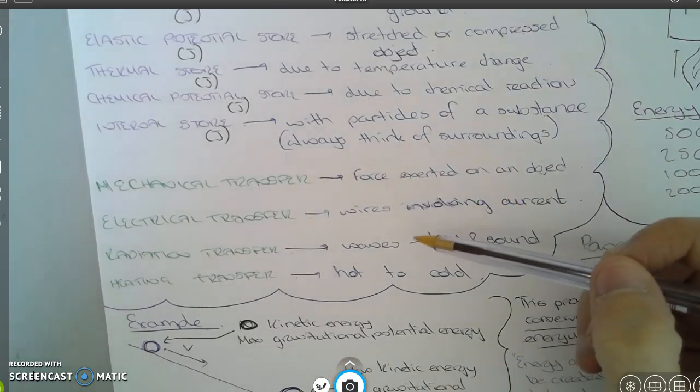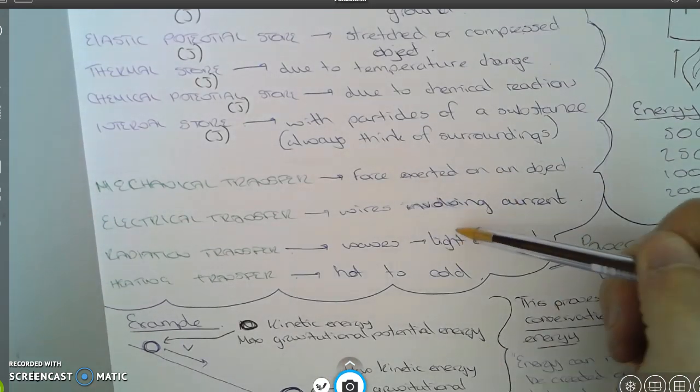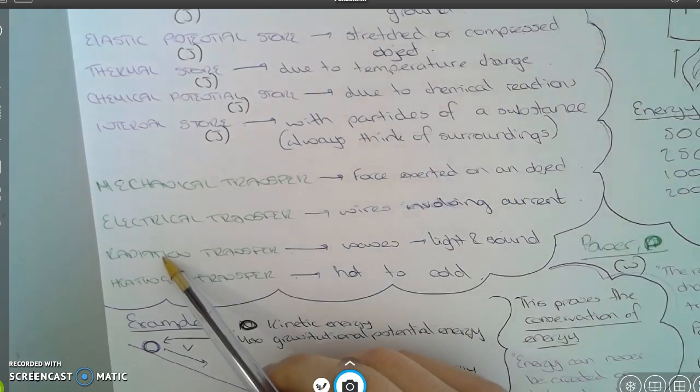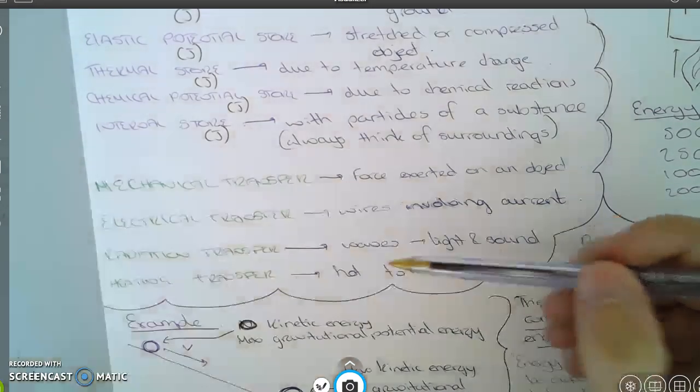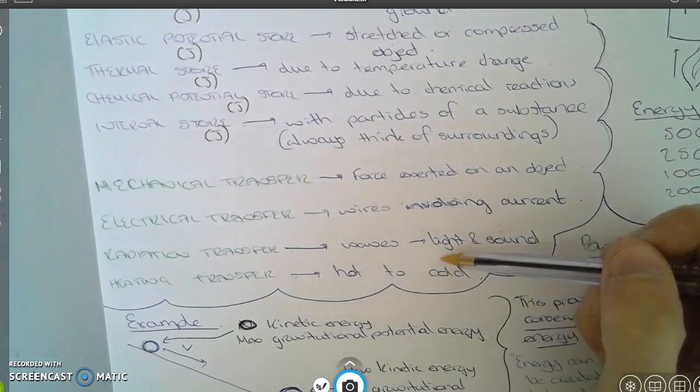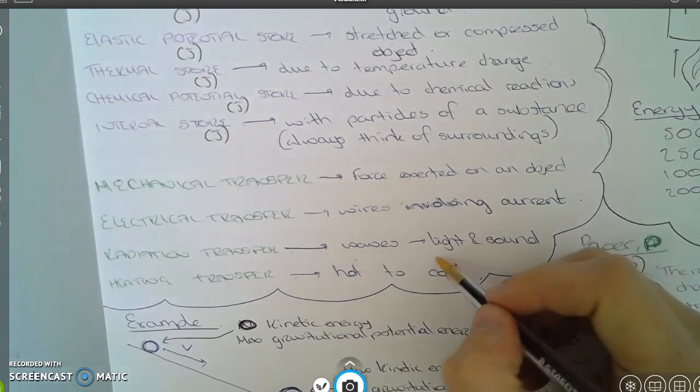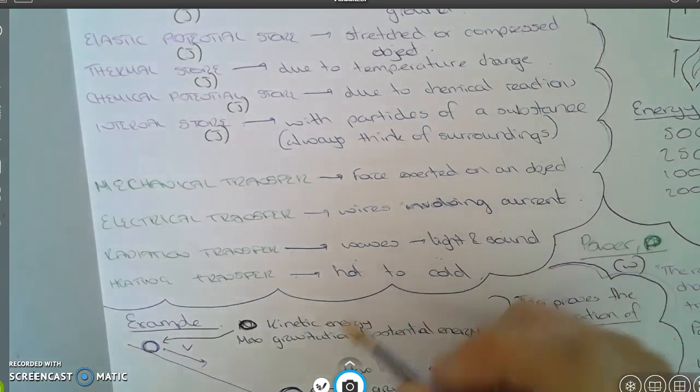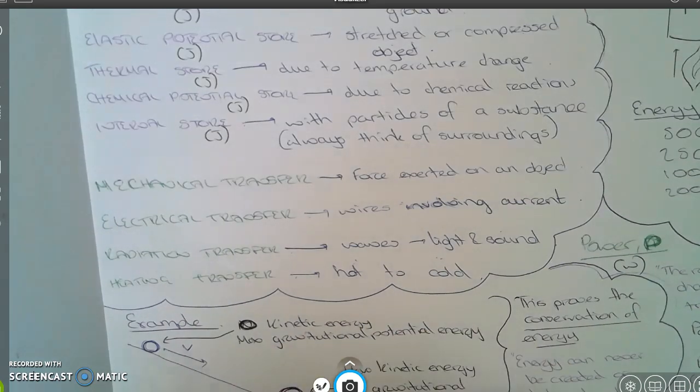If you transfer the energy via a wave, for example light and sound, we say that it has been transferred via a radiation pathway. And then finally, if energy has been transferred from a hot to a cold object, that's important, hot to cold, energy is not transferred from cold to hot, we say it's been transferred using the heating pathway. Okay, so you need to know that.